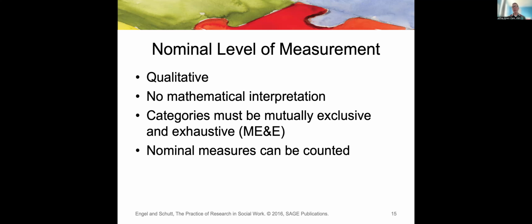And so to simply say gender is mutually exclusive as male or female, and that this is exhaustive, no, we know that's not. And yet we still treat it as a nominal level of measurement. So with that, we are expanding our understanding and expanding our quantification of that.